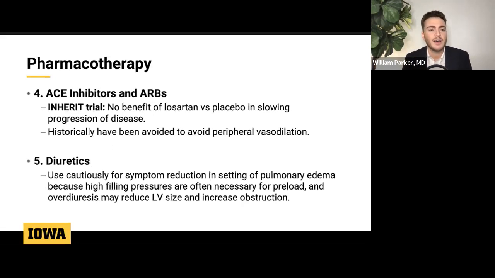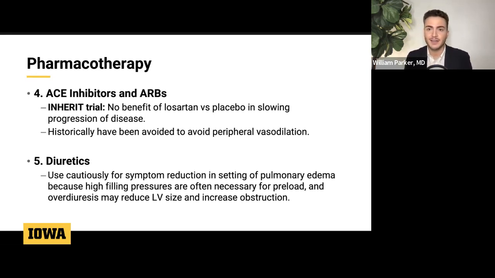ACEs and ARBs historically have been avoided to avoid peripheral vasodilation, but really just the jury's out when it comes to using them. There was a trial that took place like 3 years ago, the INHERIT trial, that looked at losartan versus placebo in slowing progression of disease, and there was no difference seen between both groups. Diuretics. So use very cautiously.